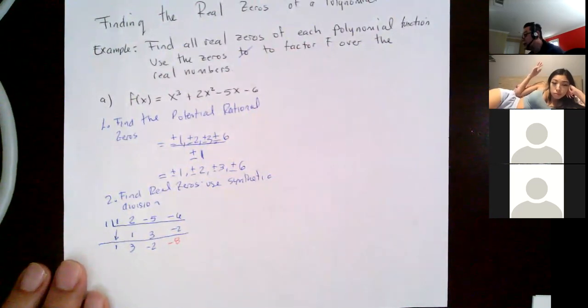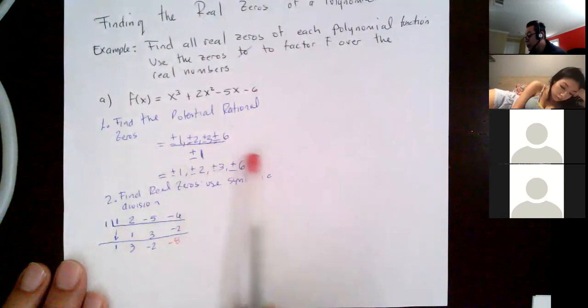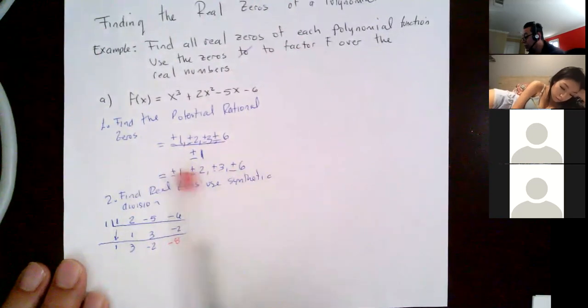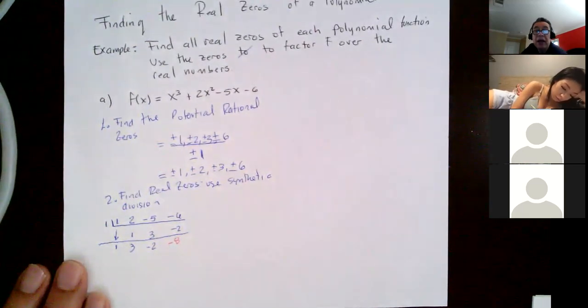So now let's continue with -1. We're going to continue with these potential rational zeros until we get a number where the remainder is going to be 0. All right? Okay, so keep going, you guys.